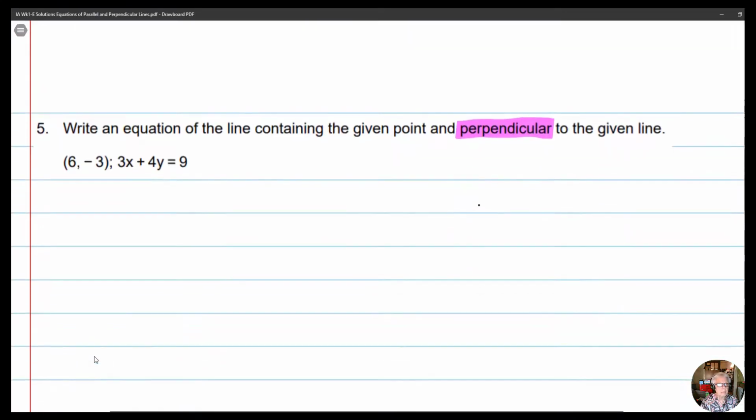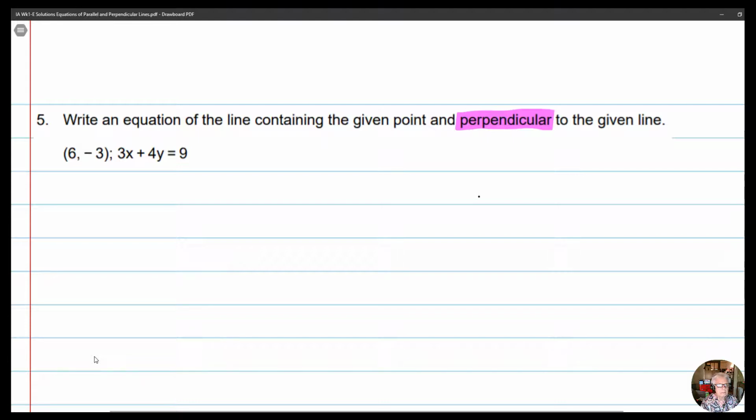Let's do it again. Step 1. Step 1, read the instructions. Write an equation of the line containing the given point and perpendicular to the given line. Okay.